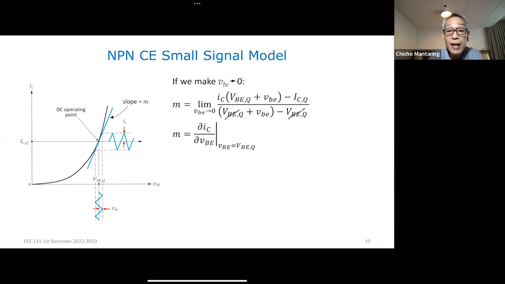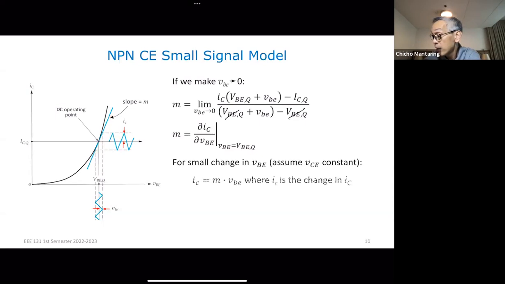So now, knowing the slope of that line, if I wanted to interpolate the change in I sub C with respect to VBE, then I just use this formula. The change in I sub C, note this is a small letter because it is only the change, will be equal to the slope multiplied by the change in VBE. Again, note that I small c is the change in I capital C as a result of a change in V capital E.